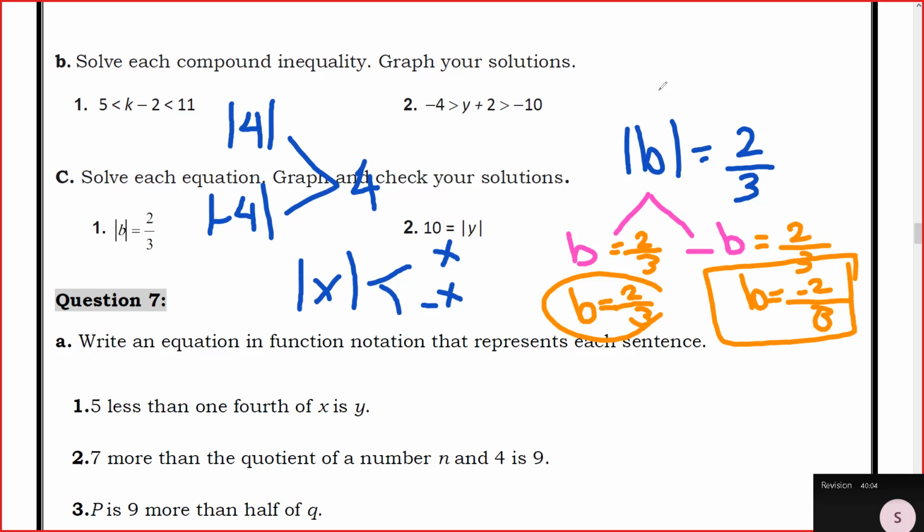One is above 2 over 3 and one is above negative 2 over 3. But I don't want you to graph it. I only want you to solve the equation. Is it clear, or shall I solve number 2? The others, Farah, Rama, Rima. Is it clear?